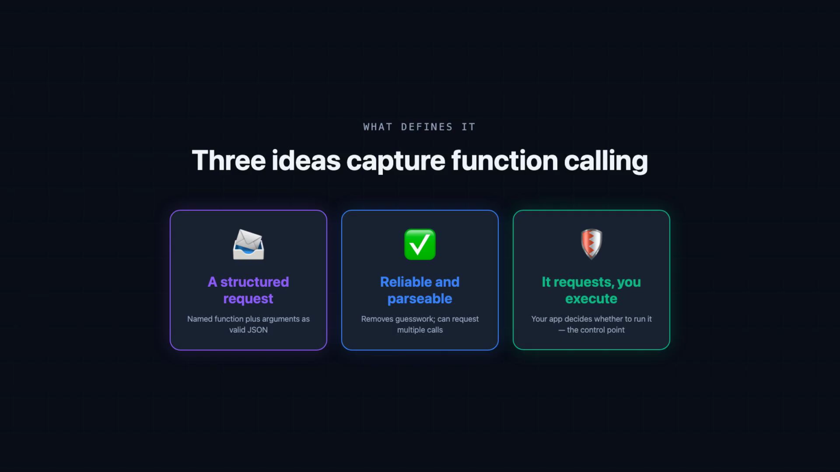Third, and this is the crucial part, the model does not execute anything. It only produces the request. Your application decides whether and how to run it, which is your central control and safety boundary. Good schemas and clear descriptions are what make the model choose correctly.